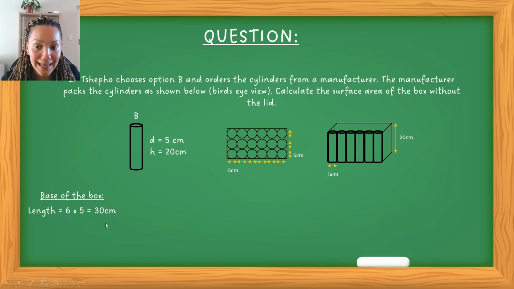Then the width, do you see they pack 3 here? So that means that this part will then be 15. And the height is given as 20.